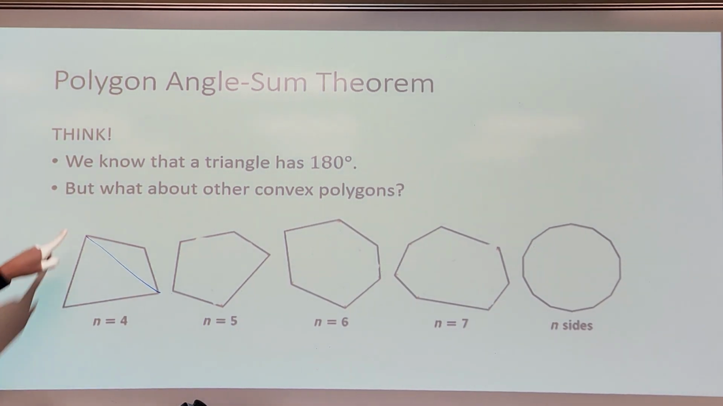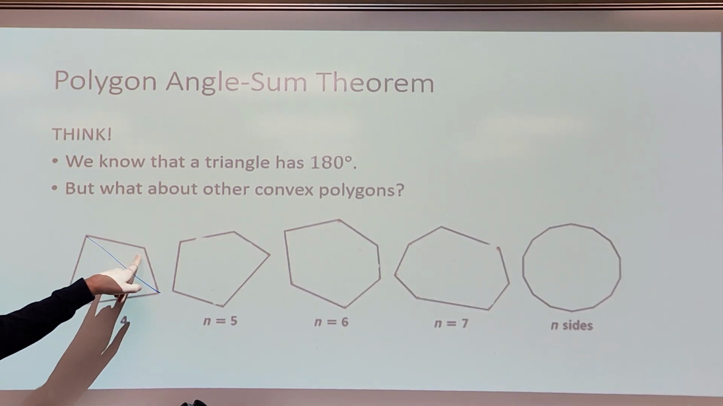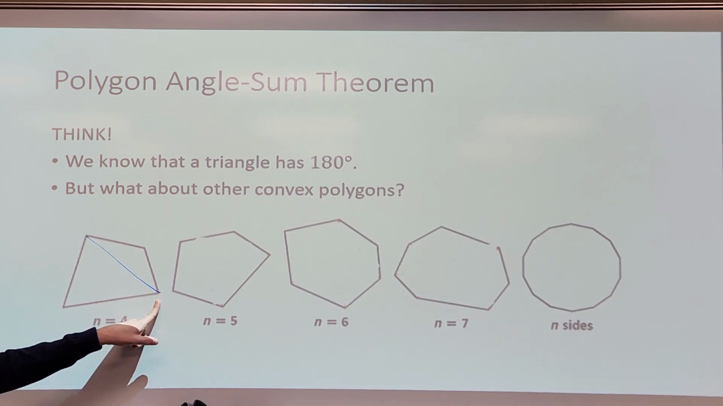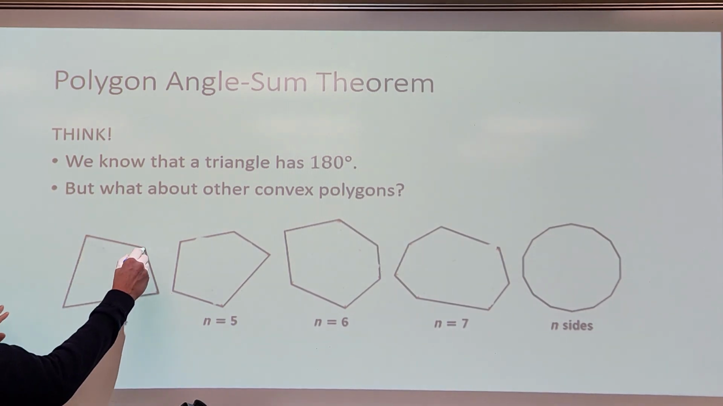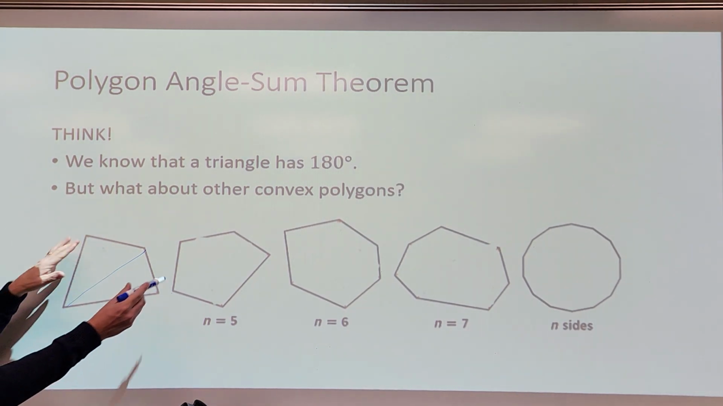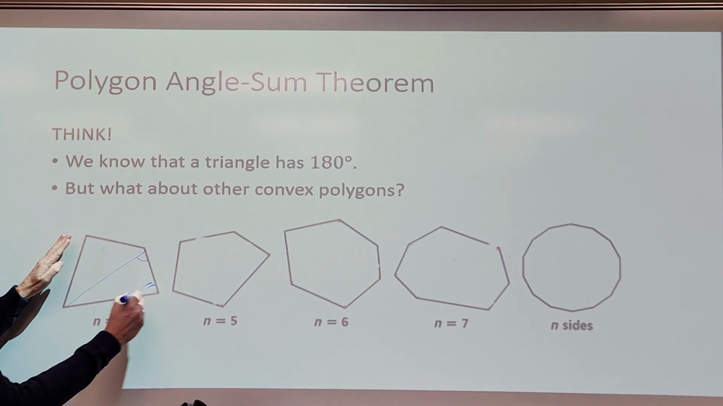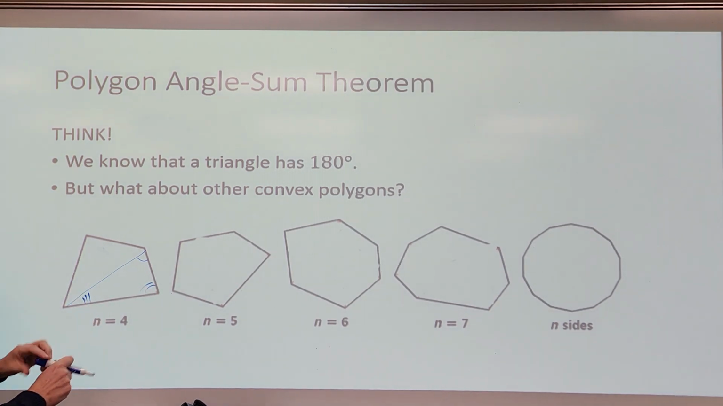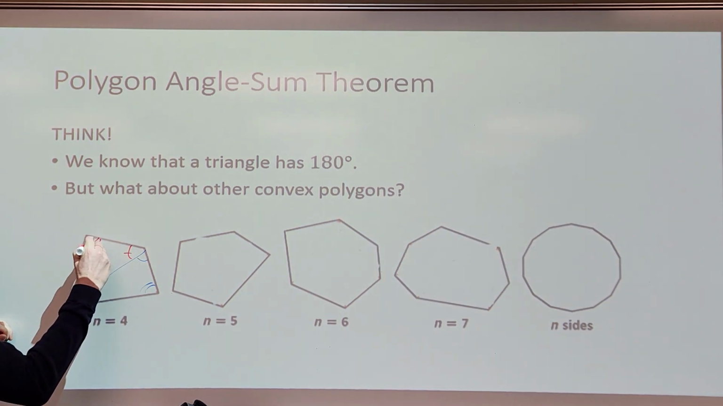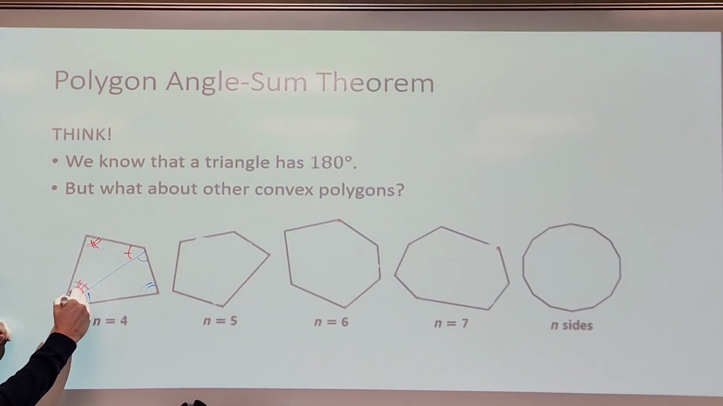If I can draw a diagonal in here from any vertex, you'll notice that I have 2 triangles. If I draw it from here to the other, I've got two triangles. If I draw it from here to the other, I've got two triangles. These triangles don't overlap, and the angles for this triangle, 1, 2, and 3, and the angles in this triangle, 1, 2, and 3, don't overlap at all.